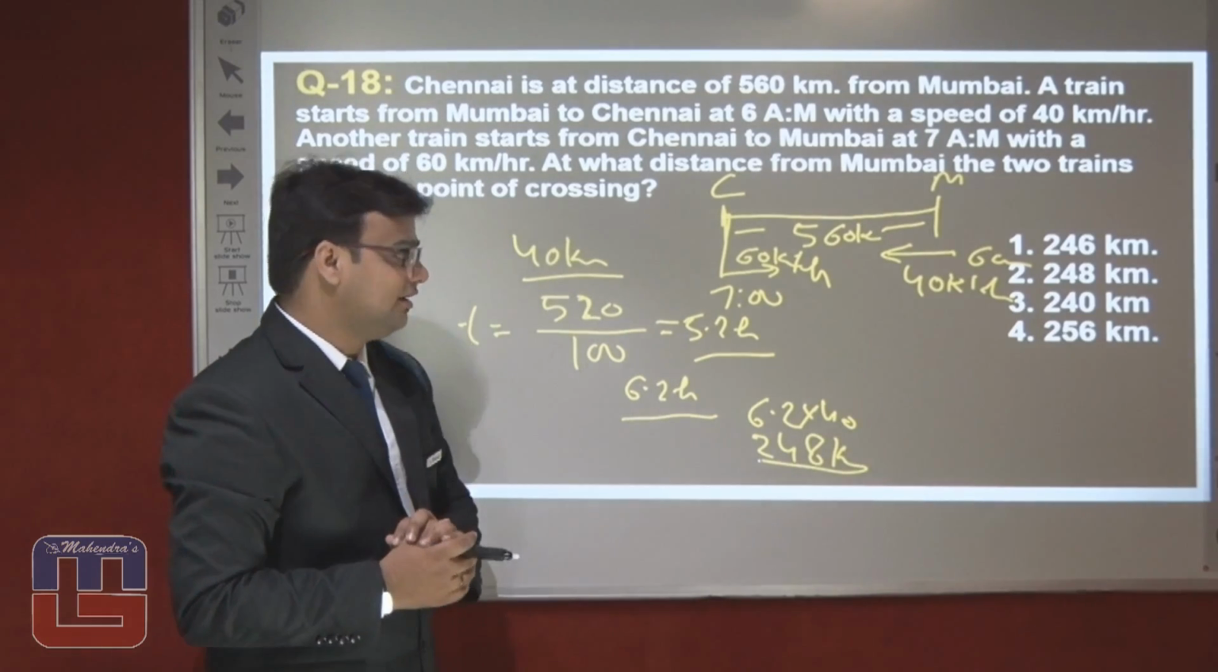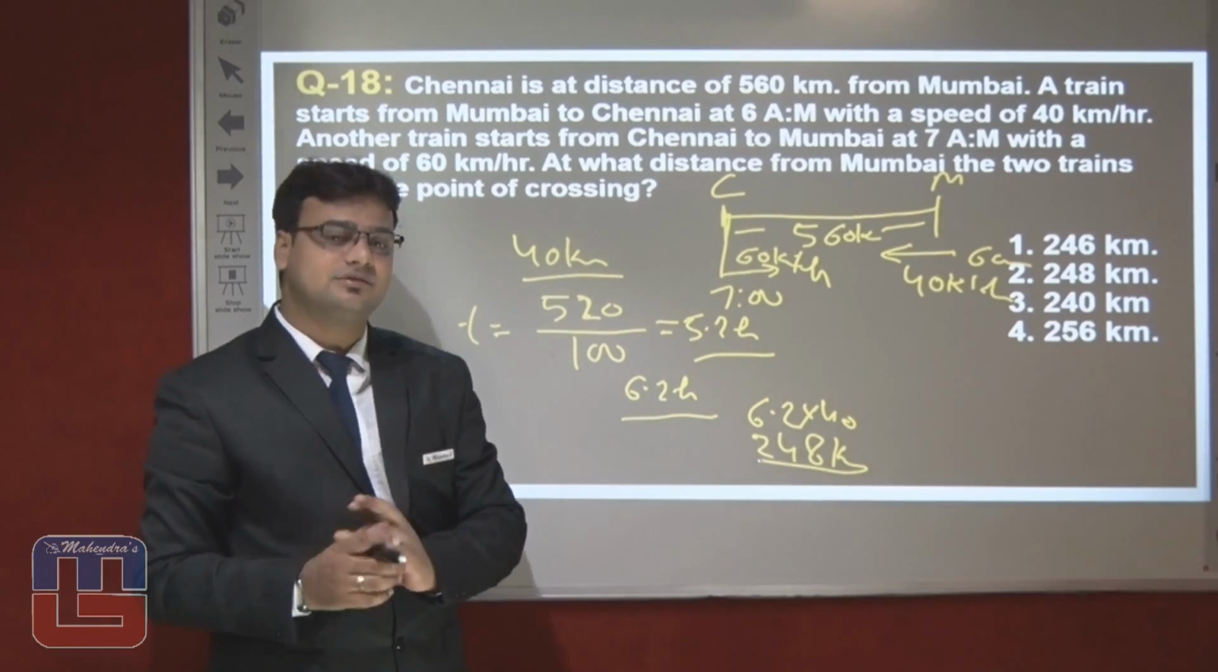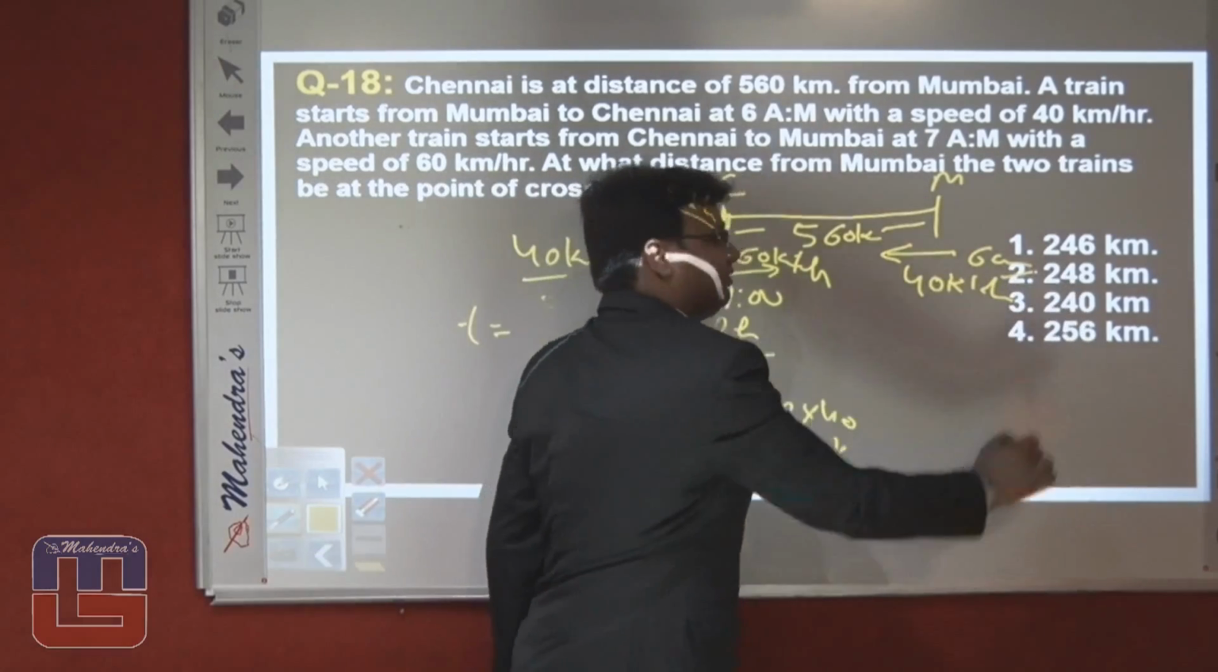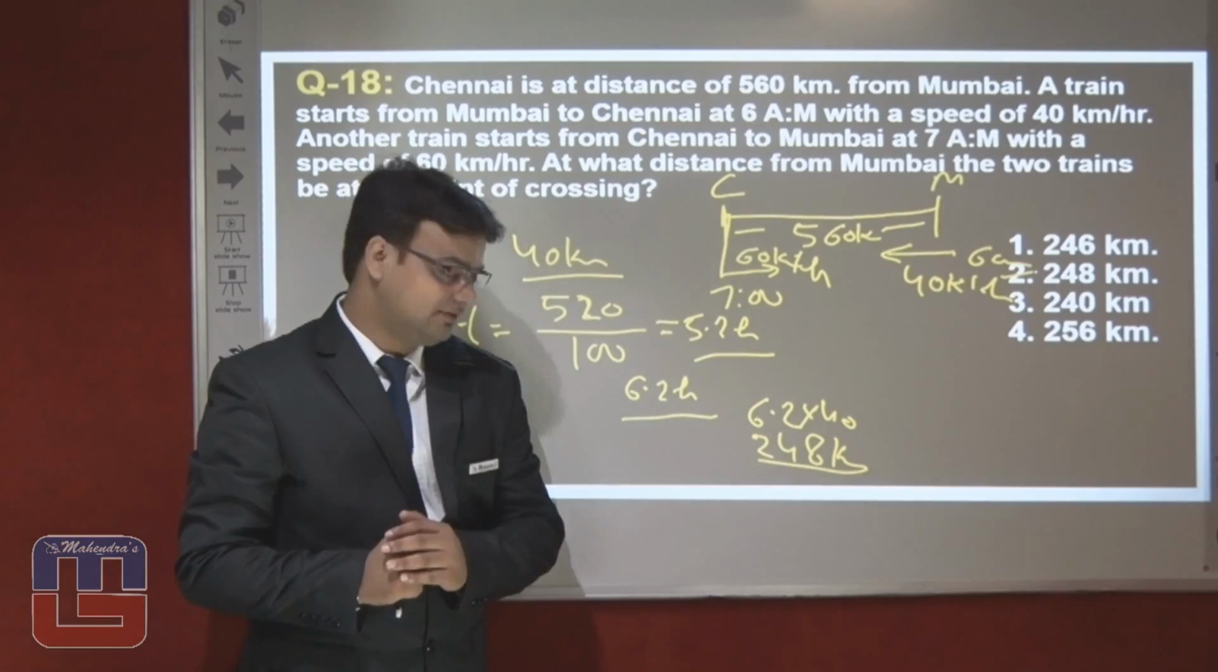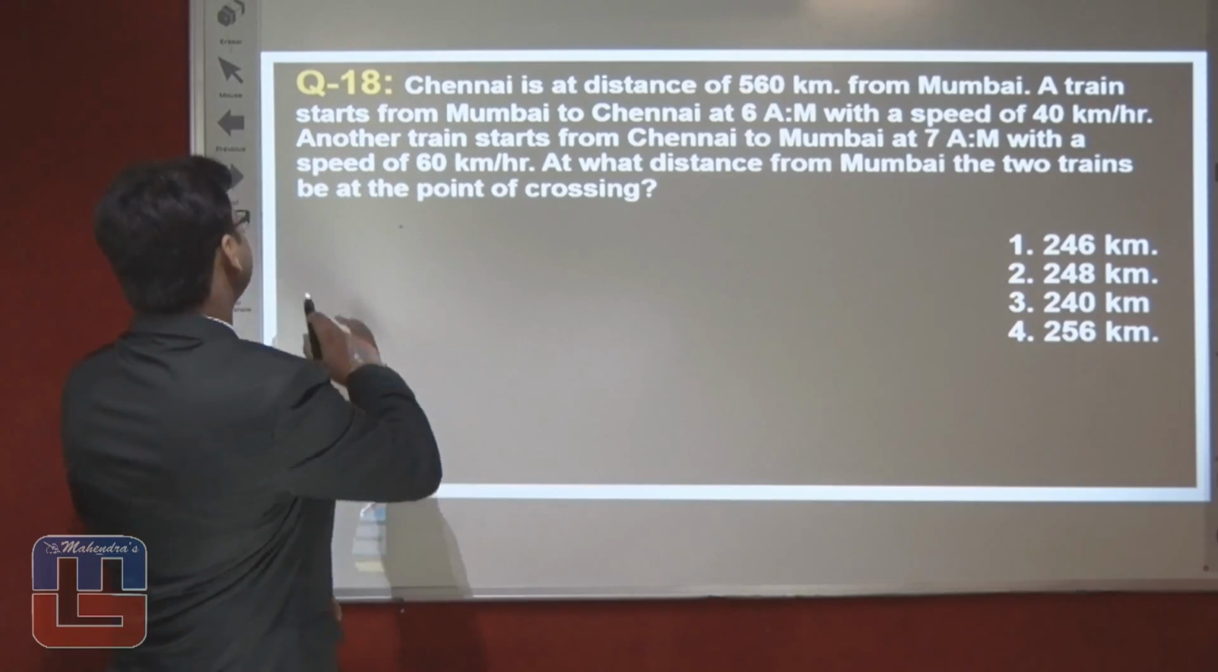or cross each other. That means in which option is it correct? C, it is the second option. So our correct answer is second. So let us see what our next question is.